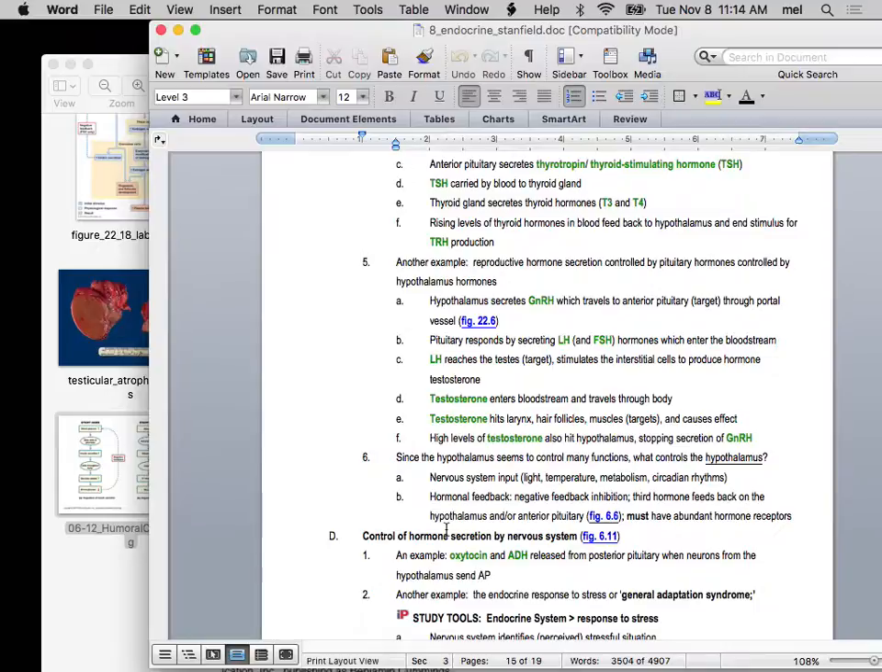what to release and when. It is a really, really industrious little blob, right? It's like, I got this, dude. Got it, right? So the hypothalamus has nervous system and endocrine system inputs, and decides collectively what to do with those. So we will stop there. We will do control of hormone secretion by nervous system next time.